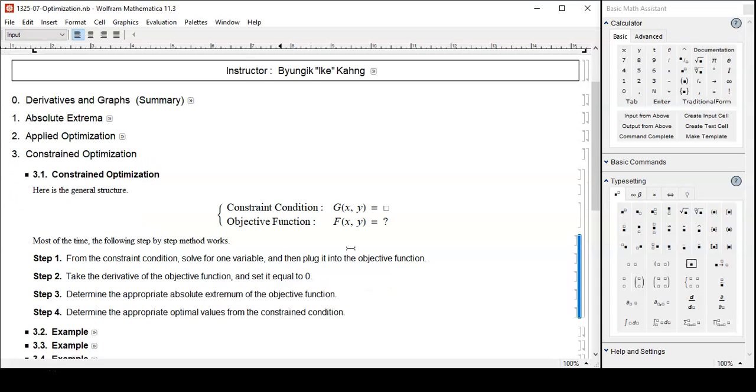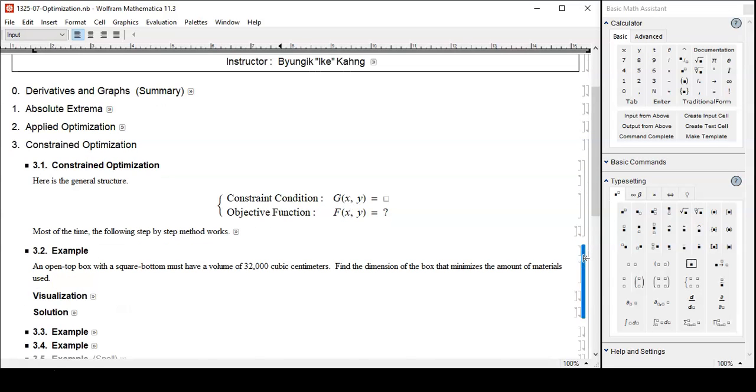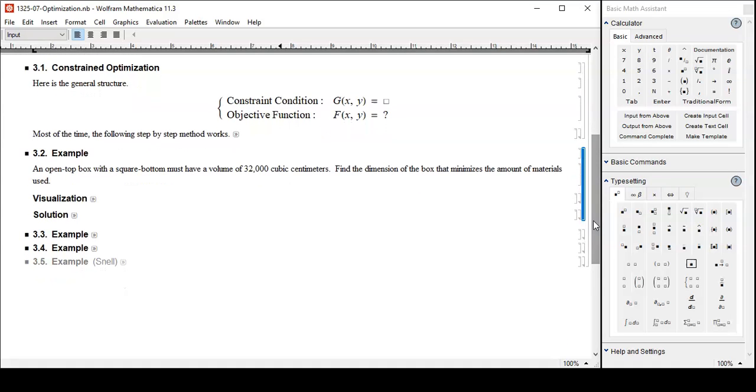The typical strategy is to go to the constraint condition, solve for one variable, and plug it into the objective function to reduce it into a function of one variable. Once we get that, we can use typical calculus technique: take the derivative, set it equal to 0, and from that equation, find that variable. It's not going to make much sense if I just work it out theoretically, so let's go over to an example problem. An open-top box with a square bottom must have a volume of 32,000 cubic centimeters. Find the dimensions of the box that minimize the amount of material used.